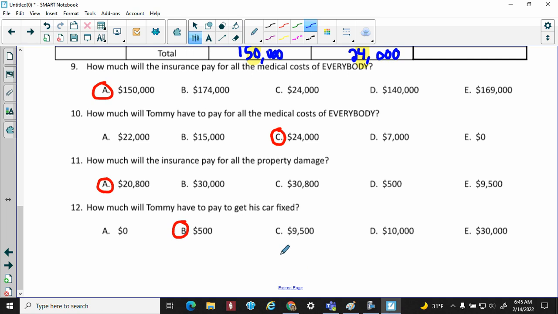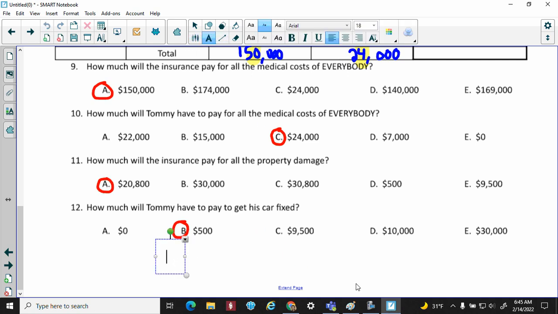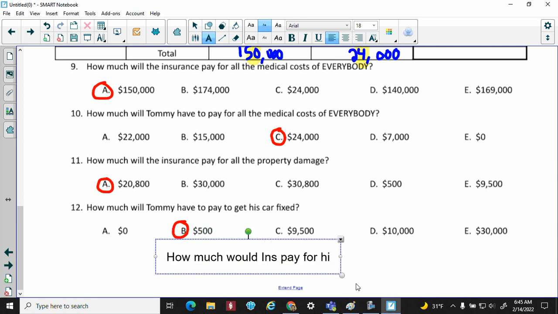How much would Tommy have to pay to get his car fixed? The first $500. Now, if the question was asking how much would insurance pay for his car, that would be the additional $9,500. All right. So be prepared. That question may find itself on the test as well.